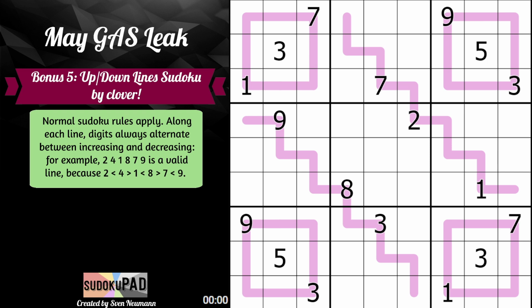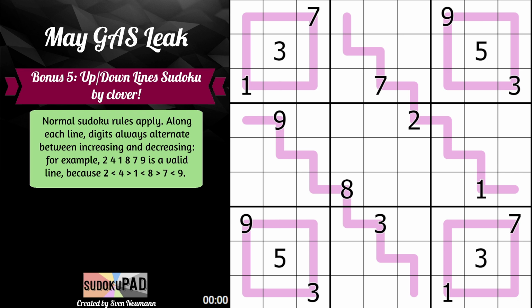Normal Sudoku rules apply. Along each line, digits always alternate between increasing and decreasing. For example, 2, 4, 1, 8, 7, 9 is a valid line because 2 is less than 4, which is greater than 1, which is less than 8, which is greater than 7, which is less than 9.